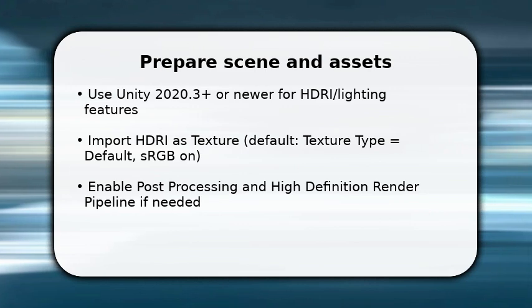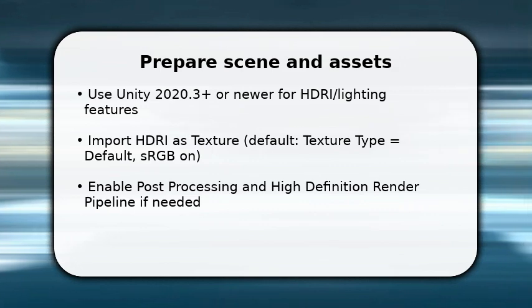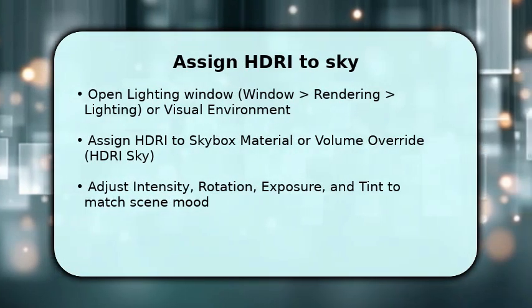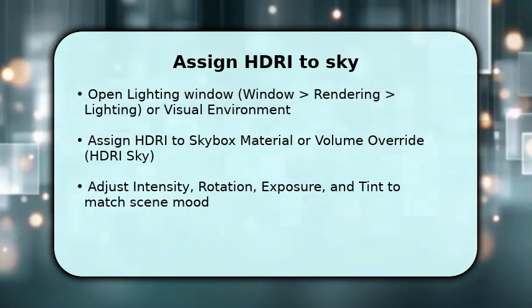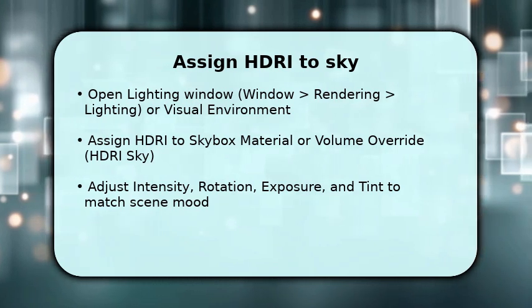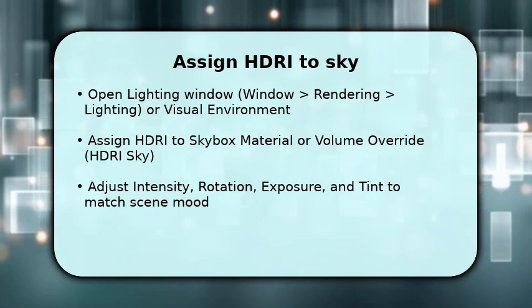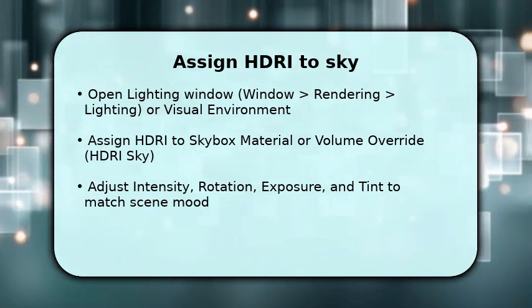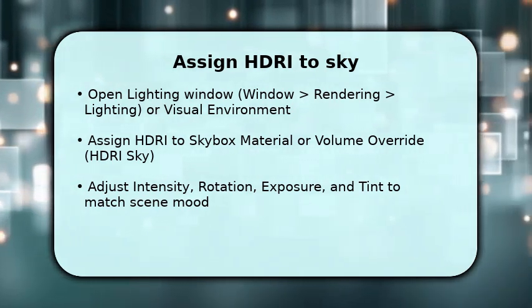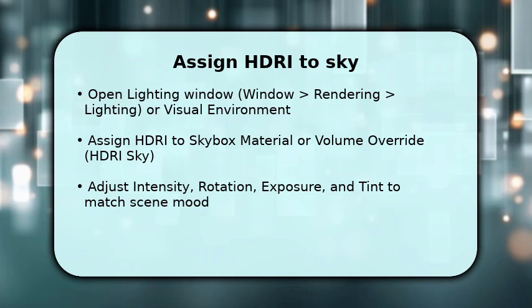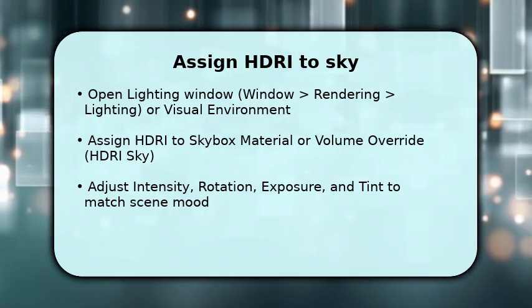Make sure you have a volume or lighting settings window open so you can immediately preview environment changes as you continue. Now you place the HDRI into the scene sky. For built-in, create or edit a skybox material and assign the HDRI cubemap, then set that skybox in lighting. For URP/HDRP, add an HDRI sky override inside a global volume and slot the texture into the source field.